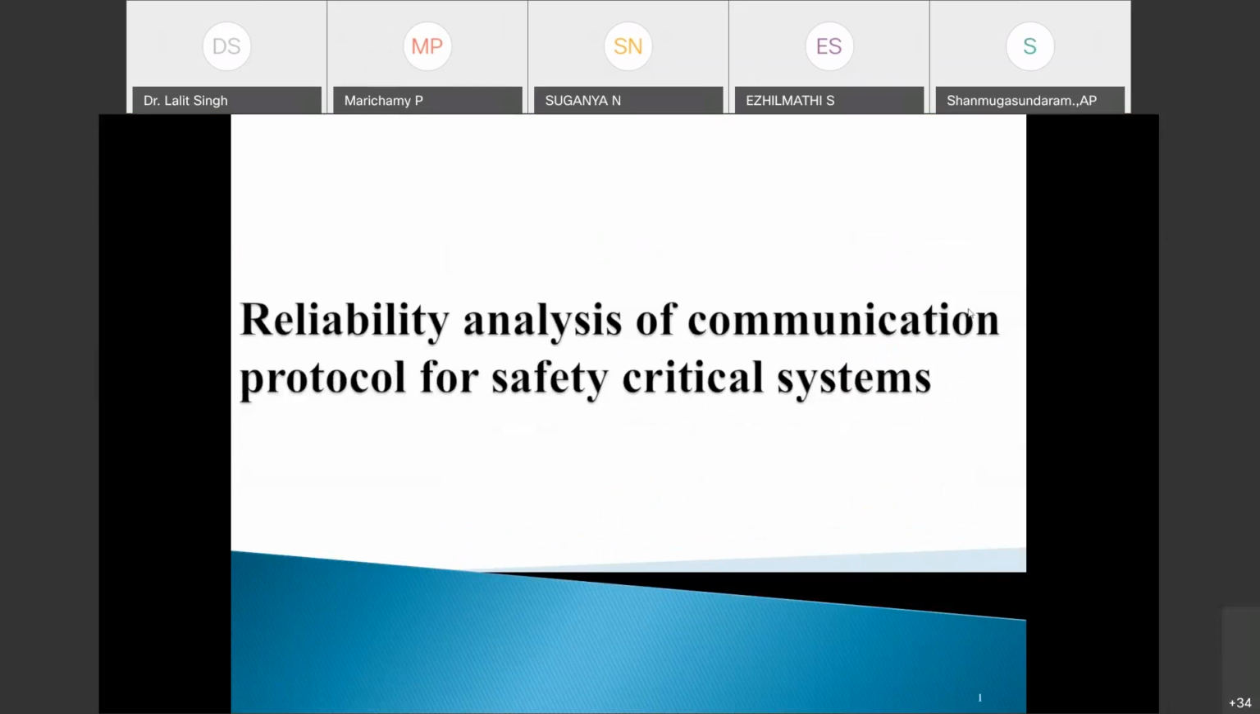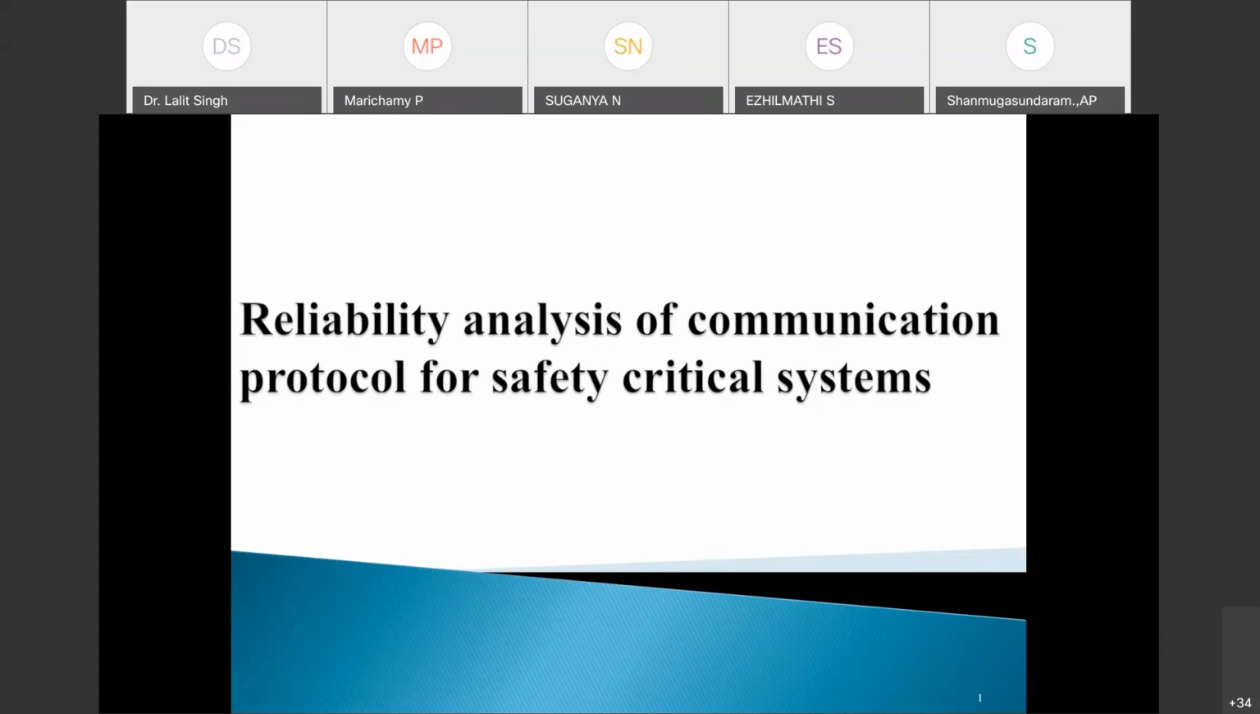So I'll be talking on reliability analysis of communication protocol for safety critical systems. So before starting with the topic, let me make you understand what is the importance of this topic and what each and every terminology means. So the first one is we need to understand the safety critical systems.